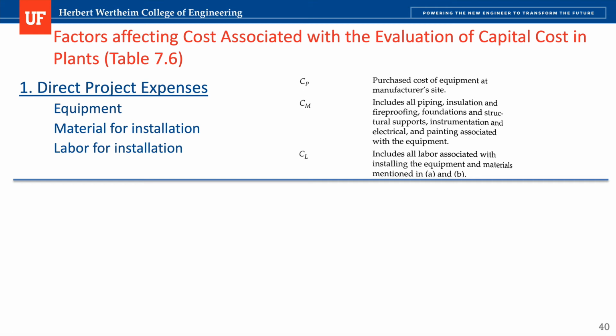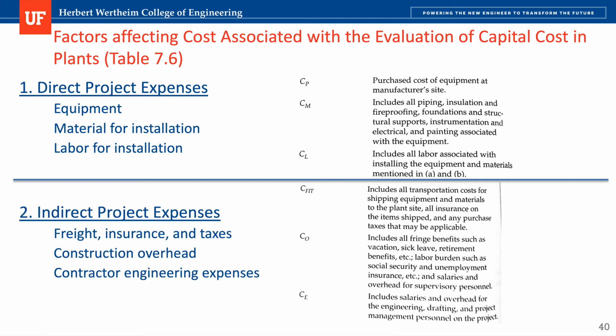Then we have the materials for installation. That includes all piping, insulation, fireproofing, foundation and structural supports, instrumentation and electrical, and painting associated with the equipment. The labor for installation includes all labor associated with installing the equipment and materials mentioned in A and B, which are the 2 previous items that I just read.